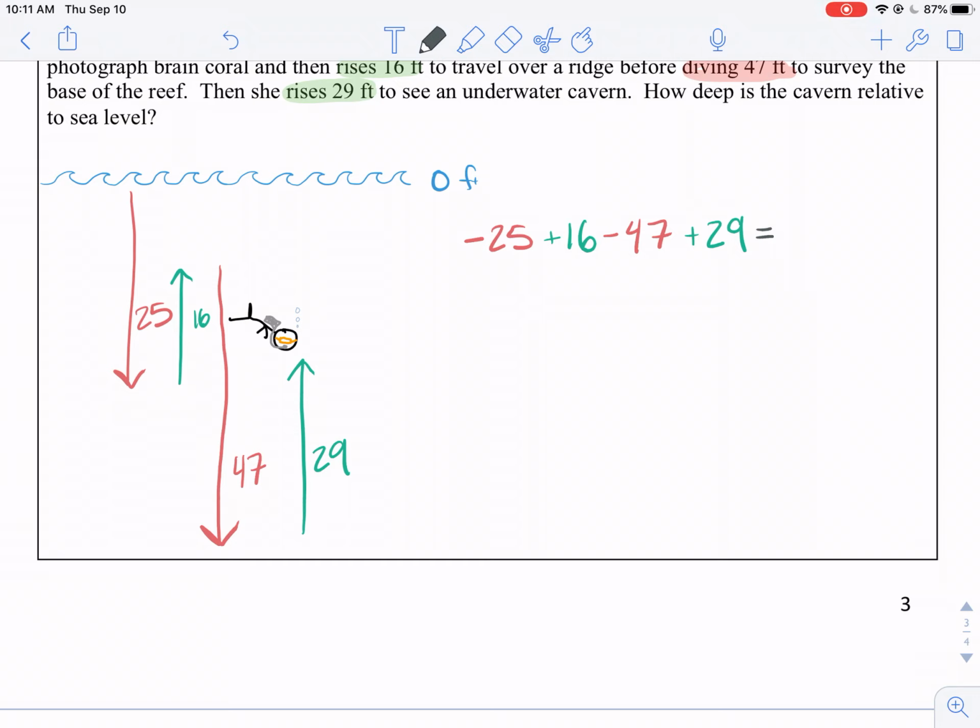Okay, after adding all those numbers up, you should have negative 27, which means that she is 27 feet below sea level. I hope it was a great dive, Michaela.